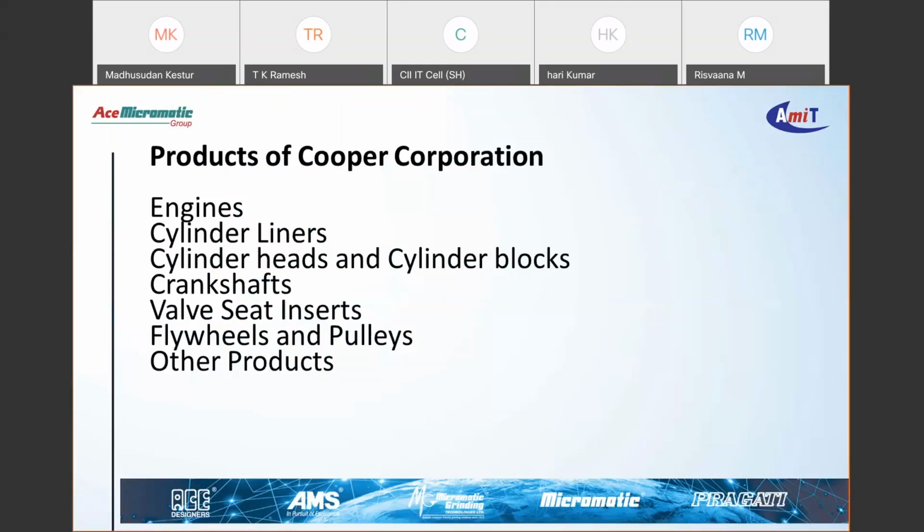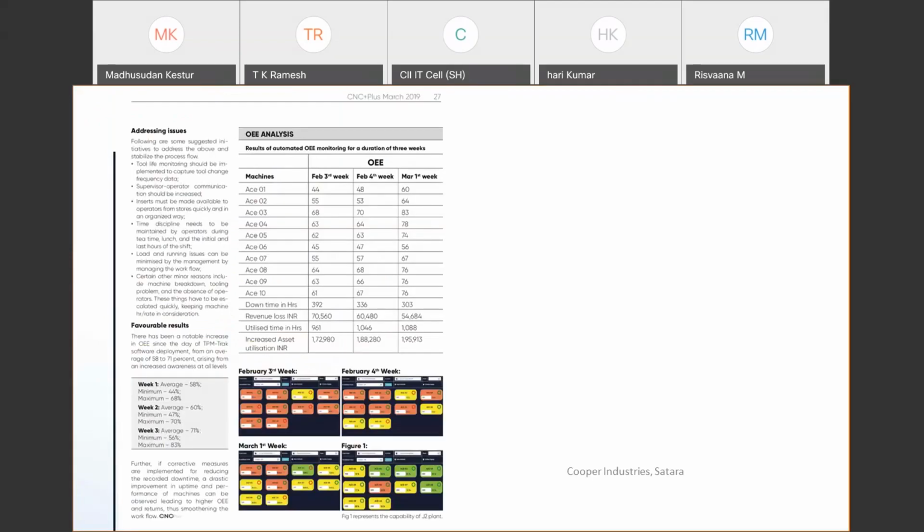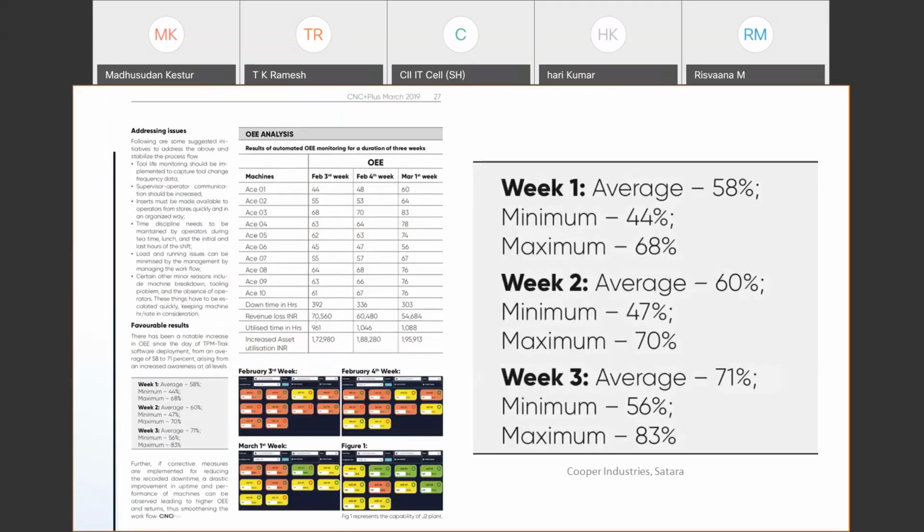We have one more use case where Super Corporation in Satara manufactures cylinder liner and cylinder head systems. It took about 1 month to stabilize the OE monitoring system on one of the lines. In the first week after stabilization, the average OE was around 58%. From there, it moved to 60% in the next week and then 71% in the third week. They have also identified the reasons where they were losing time. The downtime went down from 392 hours in the first week after stabilization to 336 hours and then to 300 hours. So they saved a lot of money and they have identified areas for improvement.